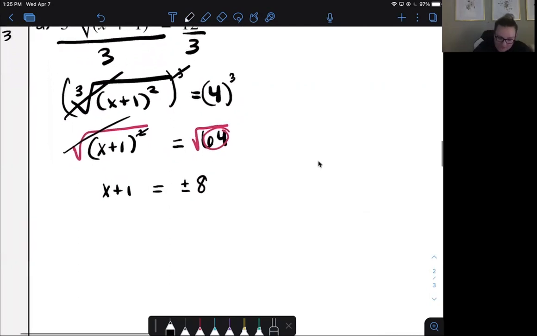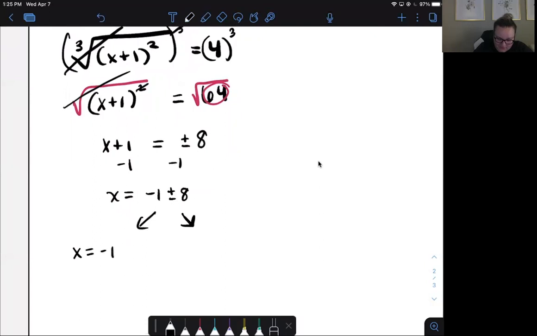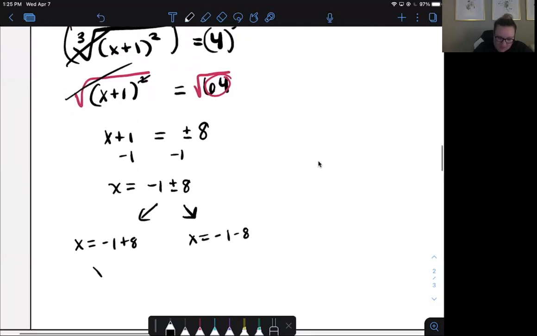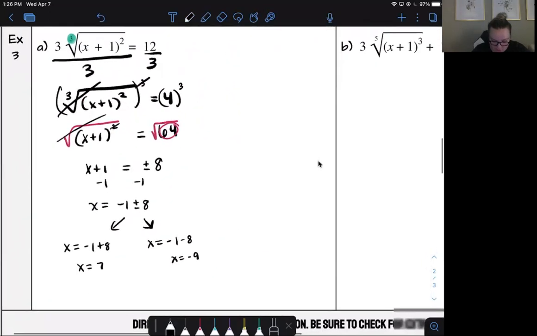From there, we're going to subtract 1. So x is equal to negative 1 plus or minus 8. We're going to go ahead and simplify both of those. X is equal to negative 1 plus 8. X is equal to negative 1 minus 8. X is equal to 7. X is equal to negative 9. But we always have to check for extraneous solutions. So we're going to go back and plug these guys in.